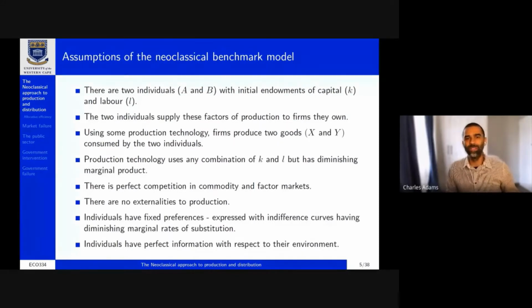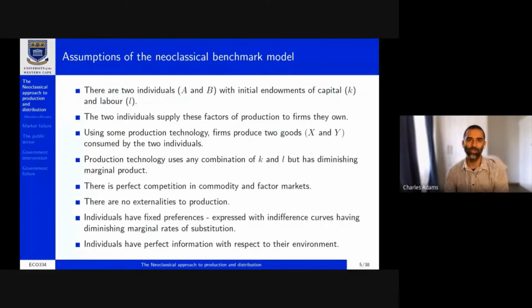Okay, so let's go into the assumptions of the neoclassical benchmark model. We start out with two individuals, A and B, with initial endowments of capital and labor. Just to alert you, I am following the notation from the textbook. Sometimes it vacillates between capital letters and lowercase letters, so don't let that confuse you. Whether it's capital K or lowercase k, K is capital in this exercise. Likewise for any other notation.